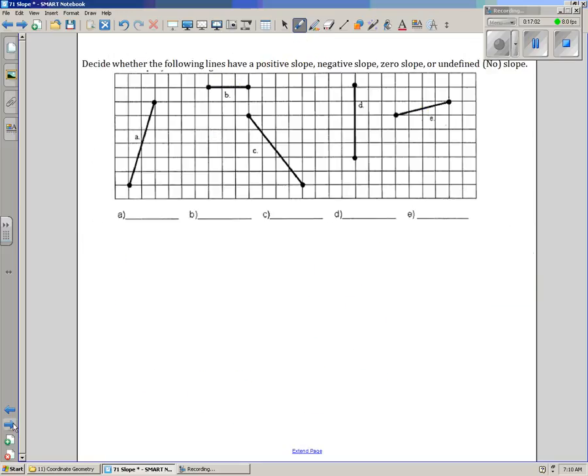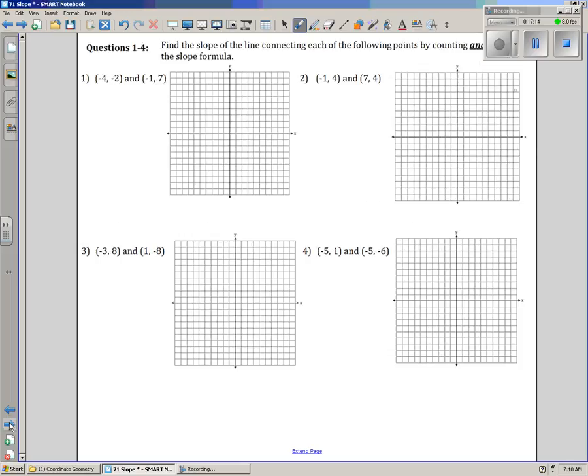So your homework tonight is to finish this. You're deciding whether the following lines have a positive slope, negative slope, 0, or undefined slope. You don't even have to do any calculations for this section. And then you're doing questions 1 through 4. And again, this is all stuff that you did last year, so I hope that this served as a good review and not as a first-time lesson. And we're going to go over these tomorrow, and then we're on to doing the equations of lines once we understand slope.